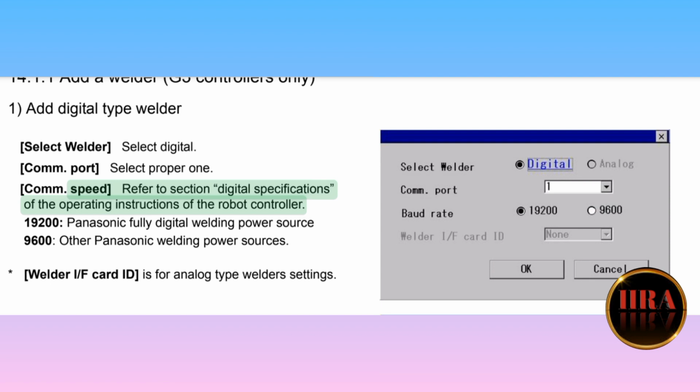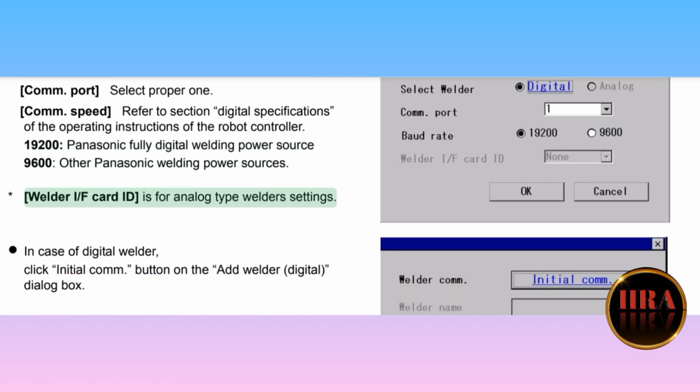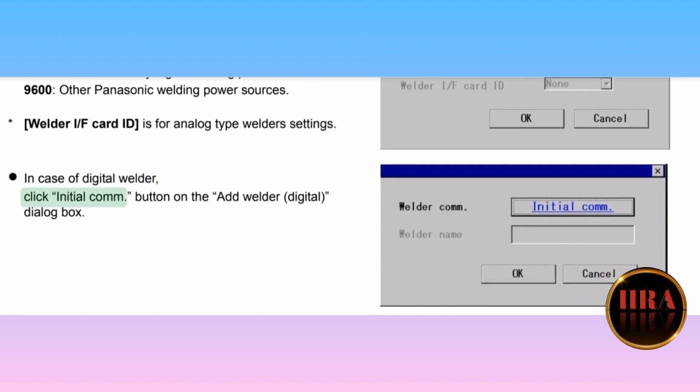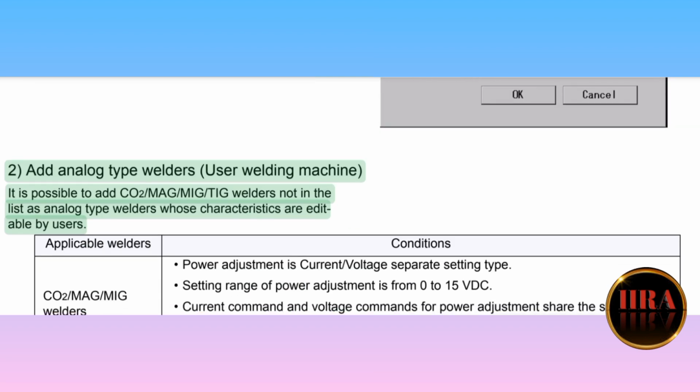Speed: refer to the section on digital specifications in the operating instructions of the robot controller. 19200 for Panasonic fully digital welding power source. 9600 for other Panasonic welding power sources. Welder I/F card ID is for analog type welder settings. In case of a digital welder, click the Initial COM button on the Add Welder, Digital dialog box.